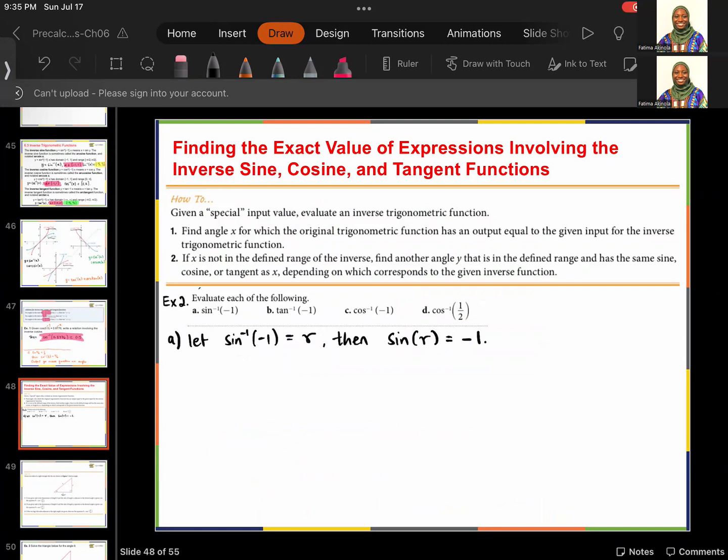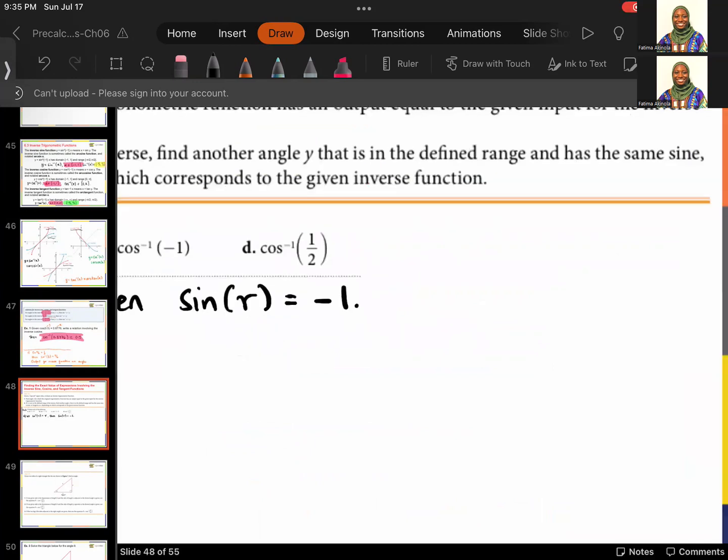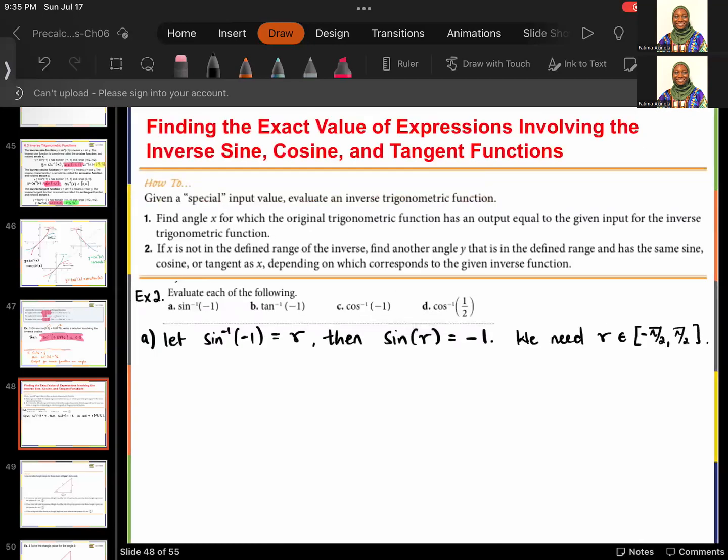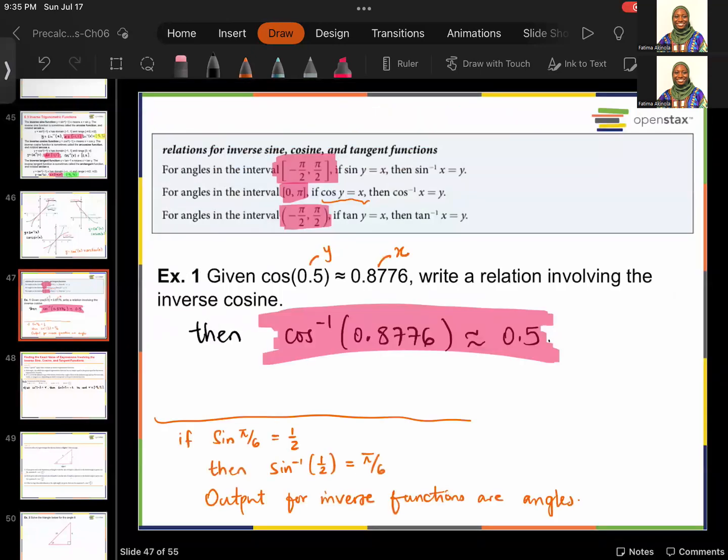Actually, there are so many values that would satisfy this, but we need r to be between negative pi over 2 and pi over 2. Okay, so this is very important for us to remember: r has to be within the input interval. It has to be between those values.